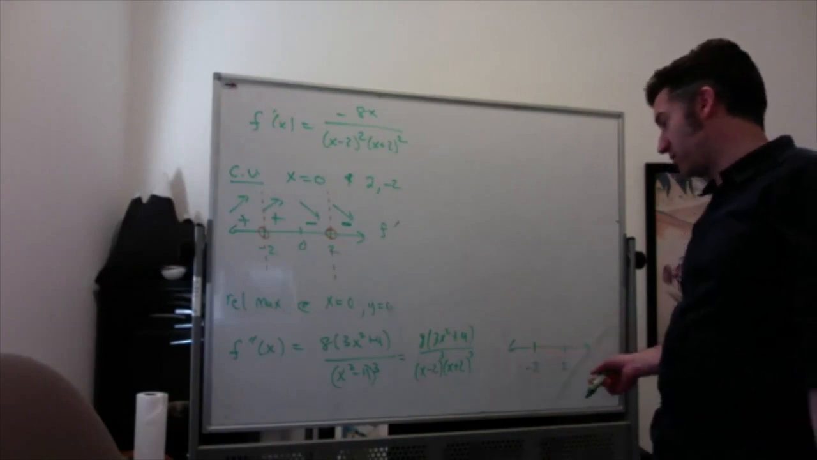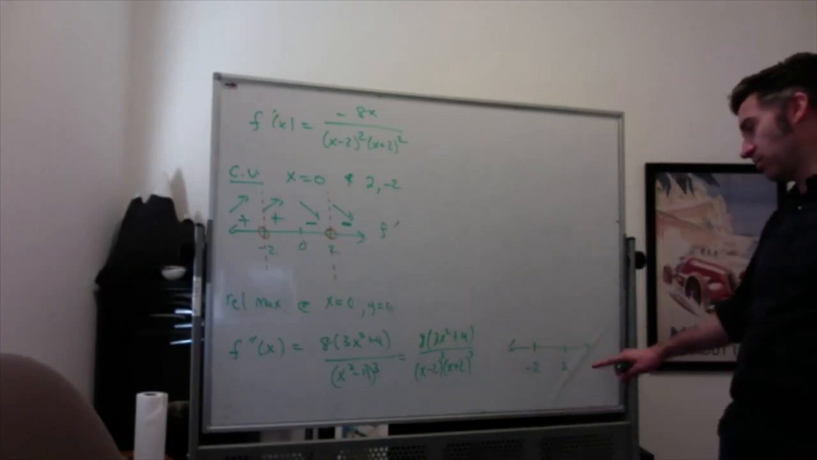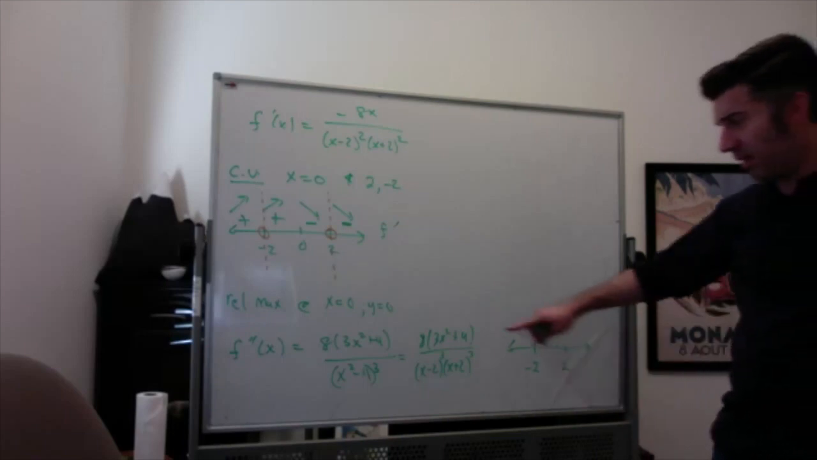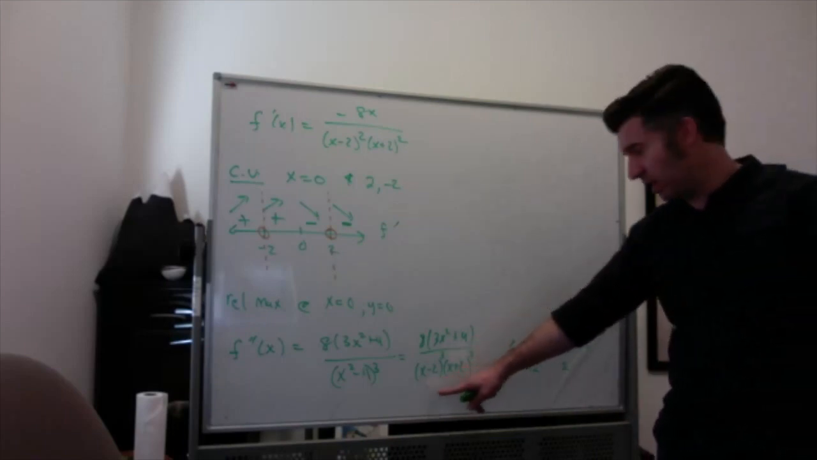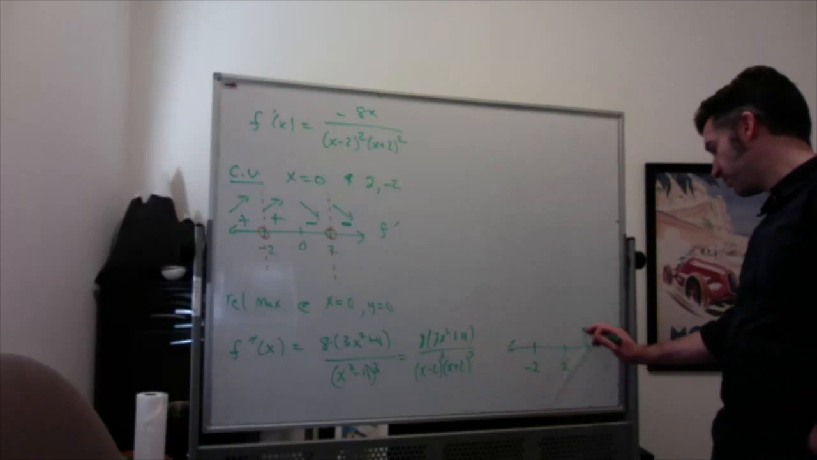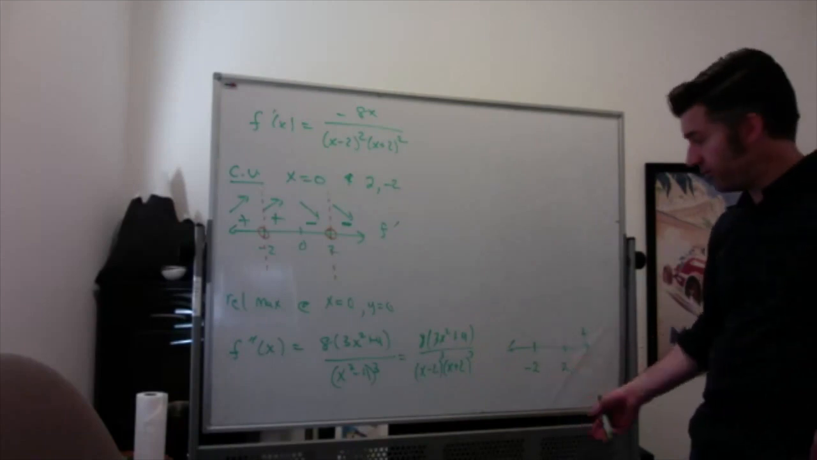So these are our only critical values. So let's talk about concavity. Pick a number larger than 2, like 3. The top's always positive. 3 minus 2 is positive. 3 plus 2 is positive. The bottom's positive.